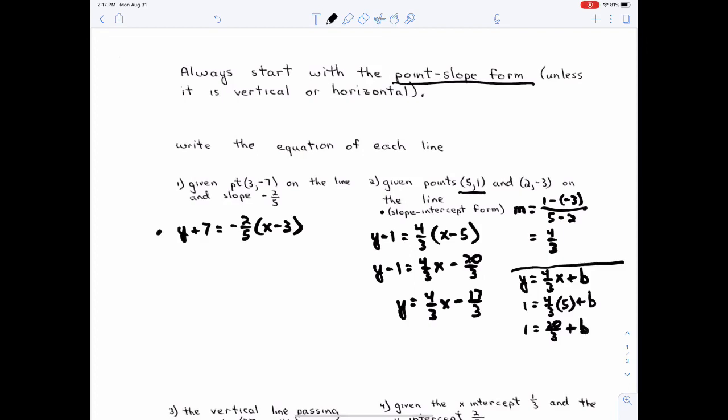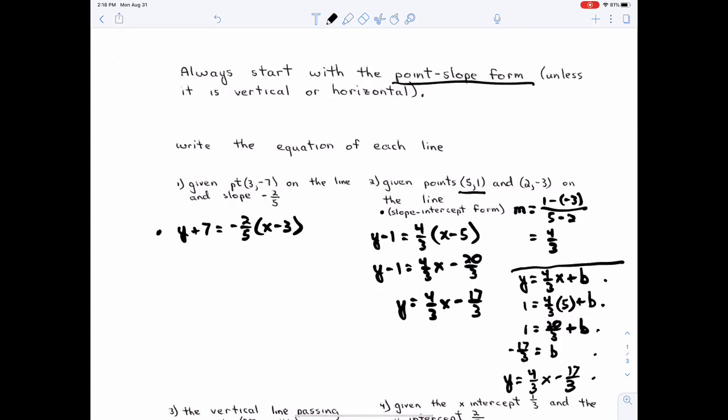Still don't have the answer yet. We'll subtract the 20/3, and we'll get negative 17/3. Still don't have the answer yet. And then we'll write y equals 4/3 x minus 17/3. And finally, after 1, 2, 3, 4, 5 steps, we have the answer.